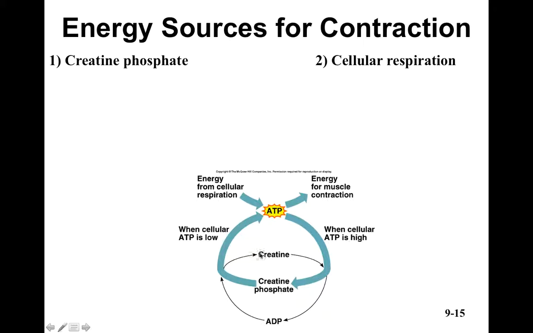So the creatine phosphate is going to take that ADP and add that phosphate group and add the energy to make it ATP. This pathway is used to recharge ATP before cellular respiration can really kick in. Okay, and we'll look at cellular respiration as a reminder because we've already done a lot of it this year.